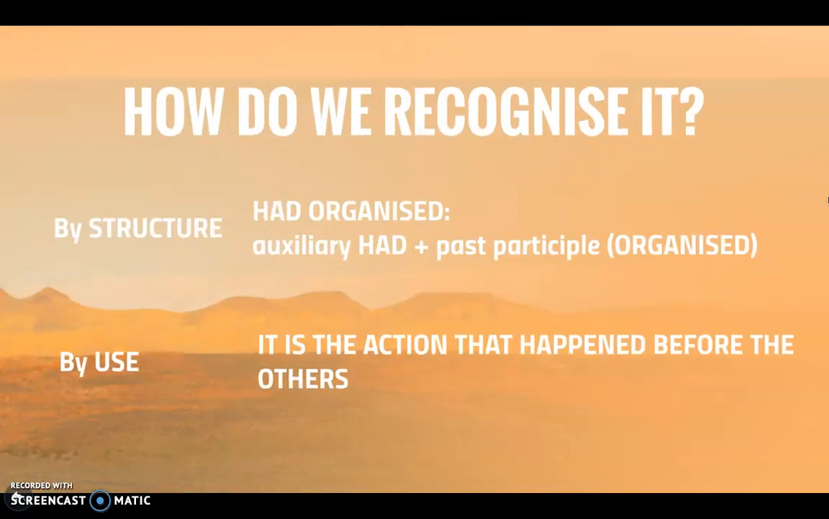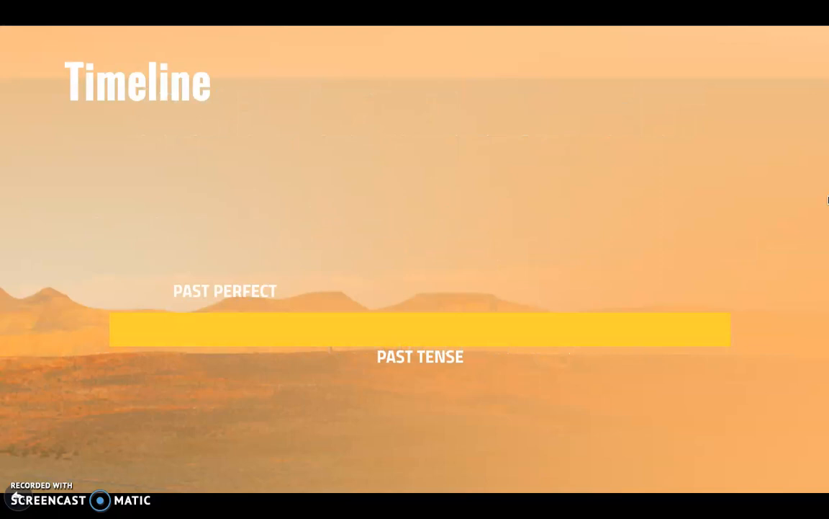First, you've got the structure. Had, the auxiliary, which is non-negotiable, it's got to be had and no other form of it at all times when you use the past perfect, plus the past participle of the actual action, in this case, organized. It's the third form of the verb. But then, and perhaps most importantly, you have the use. Had organized is that action which happened before the others. Let's look at a timeline. It might make things a bit clearer, a bit more visual at least.